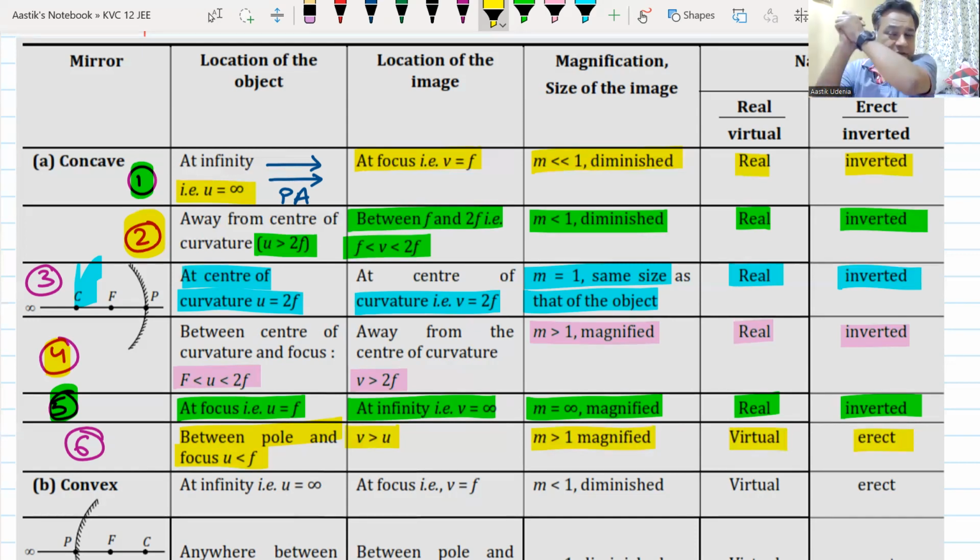Concave mirror. And then we'll write everything together. So first you note this down. Concave mirror. Now you have seen this table, you have seen the diagram, then I'll try to put everything together in one statement. And if you can remember that one statement, you would do any question that comes in this type of things.